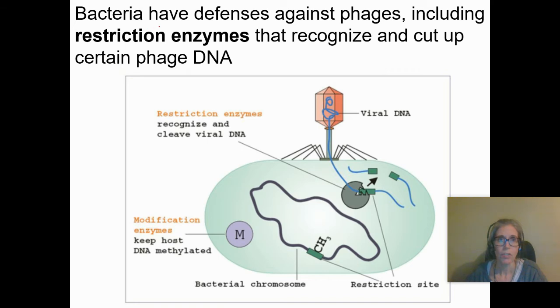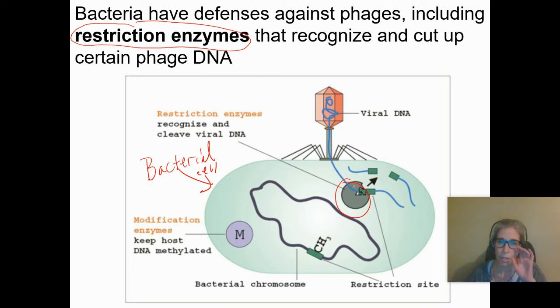Okay. Bacteria have defenses against phages called restriction enzymes, which we'll talk about a little bit in the biotechnology unit. But here is a bacterial cell, and some of them have this restriction enzyme. If it recognizes DNA that's not part of its own, right? It might be in its own, but it would be methylated. If it recognizes a particular site, then it will cut the DNA.